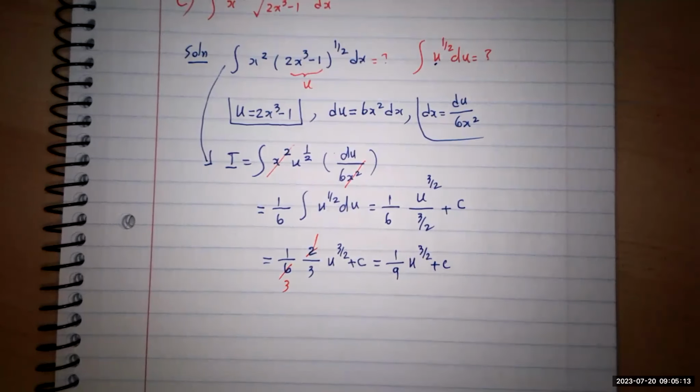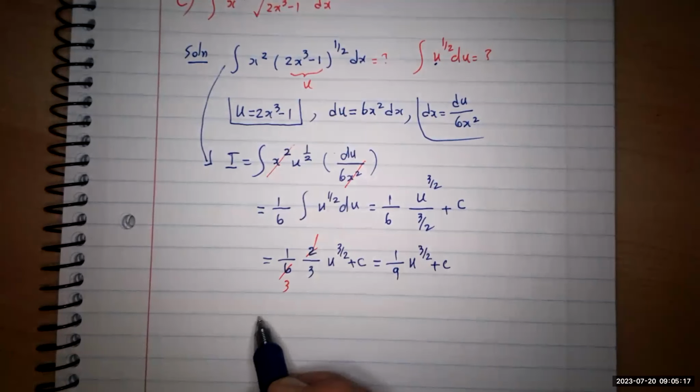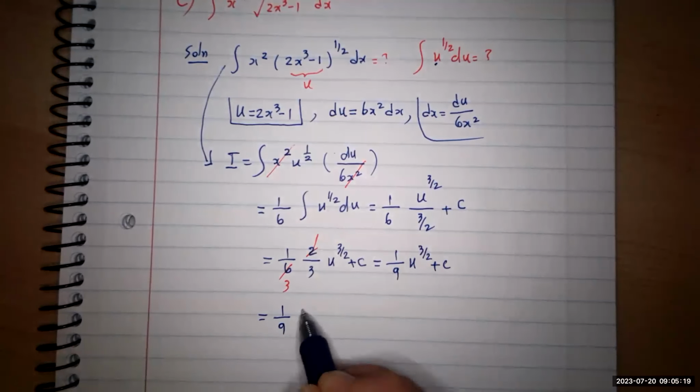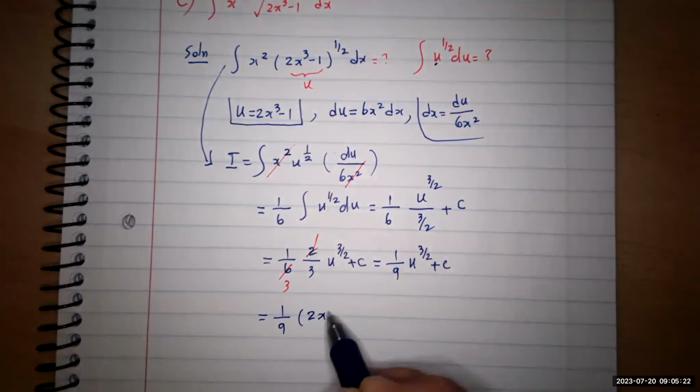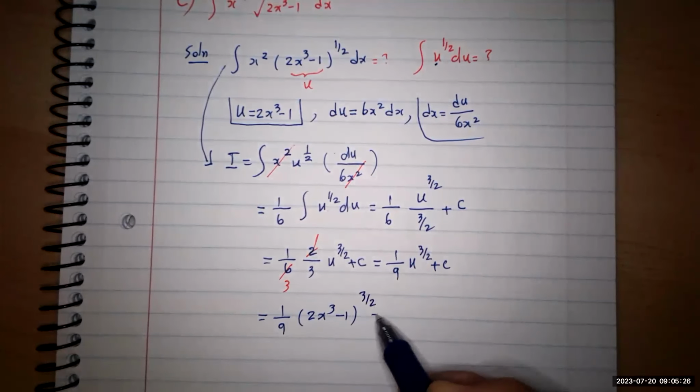Now we can substitute for u. You must substitute for u. Remember, u was 2x cubed minus 1. So this is the final answer: 1/9, 2x cubed minus 1, everything to the 3/2 plus the constant c, and then you're done.